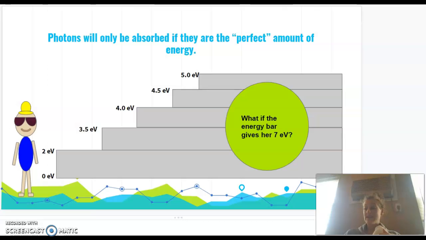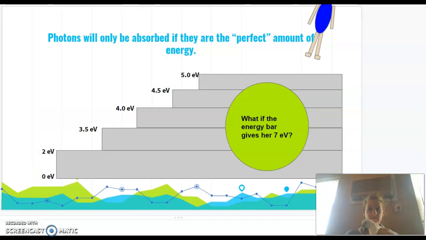What if I got 7 electron volts? That will actually enable me to leave the staircase. It's a greater amount than the max that this staircase has, 5 electron volts. So I'll be able to just keep on moving. And again, electrons are the same way. If they absorb enough energy that brings them past the outermost energy level, they'll be able to leave the atom.